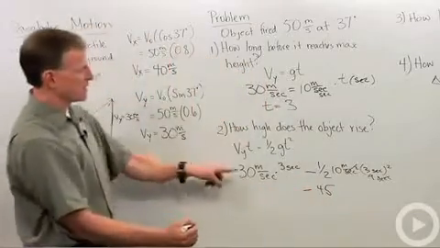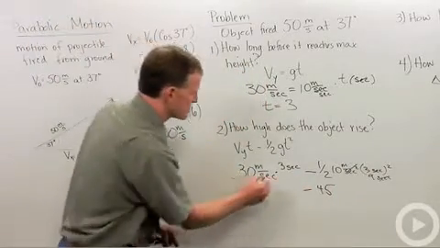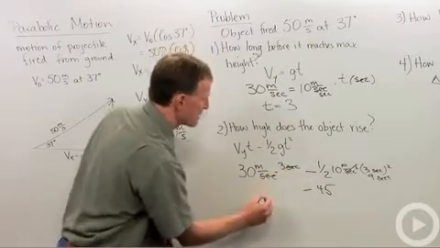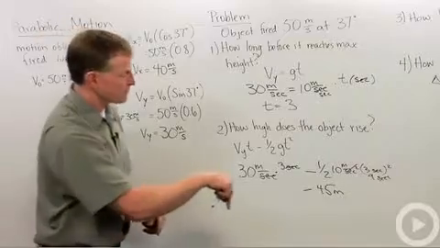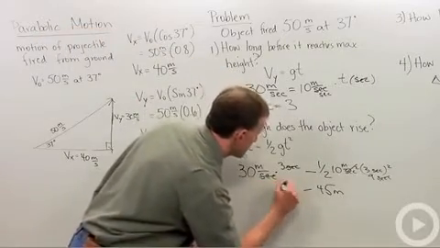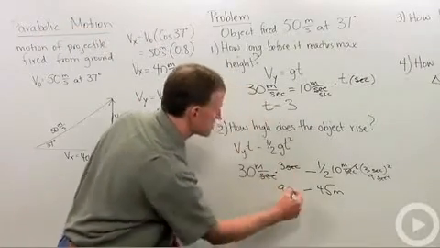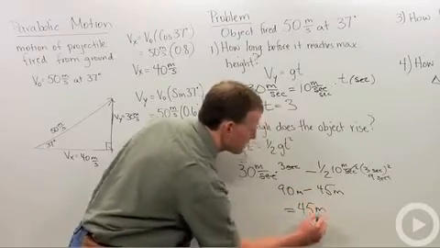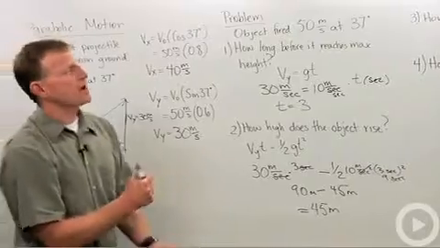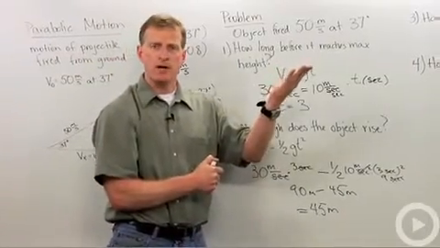And my velocity going up is 3 times 3, cancel my seconds, so I get 90 meters going up, and 45 meters is the gravity pulling it down, so my answer is 45 meters. So my cannonball rises 45 meters in the air, okay?